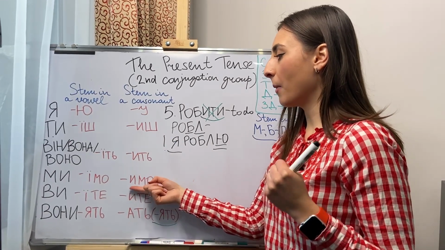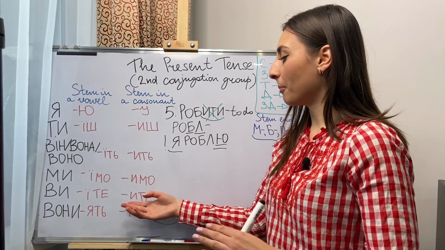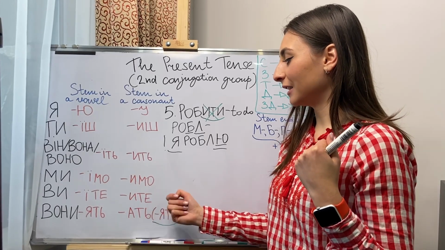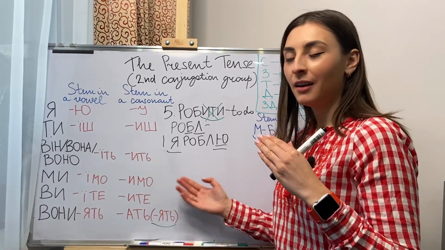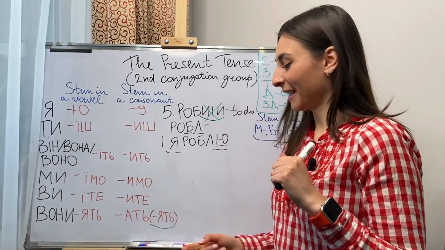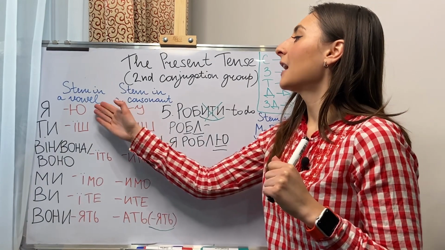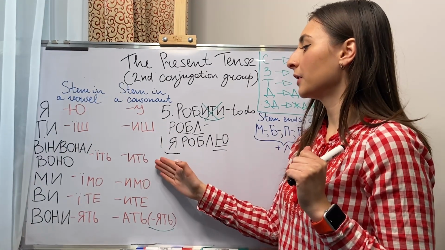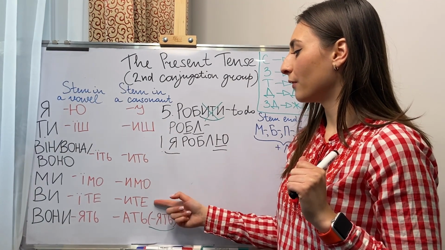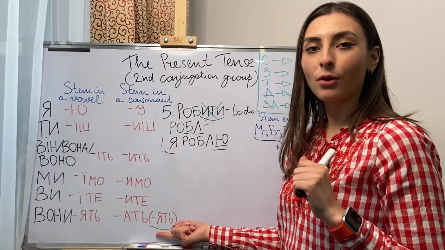Ми робимо. Ви робите. And вони роблять. With this one, you're right. One more time. Я роблю. Ти робиш. Він, вона, воно робить. Ми робимо. Ви робите. Вони роблять.